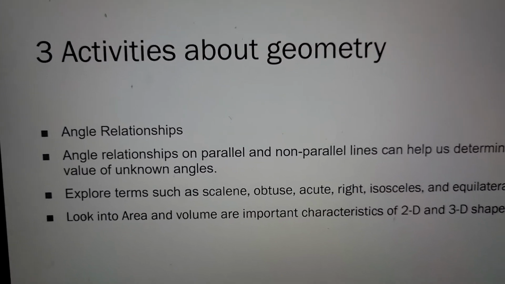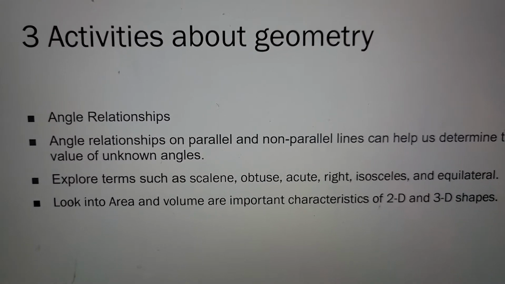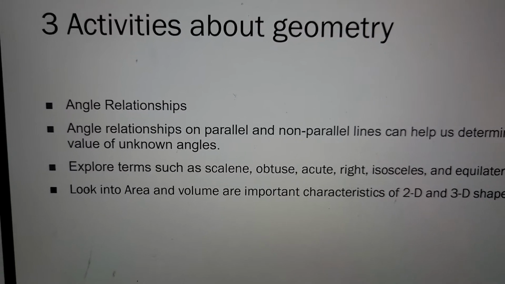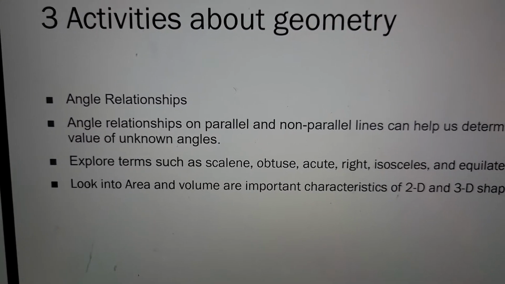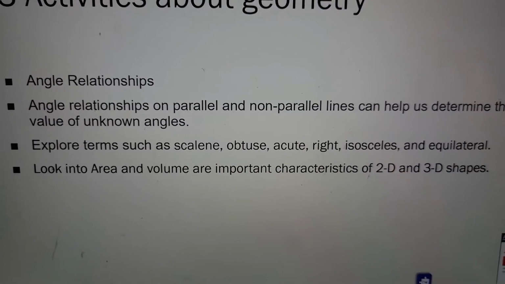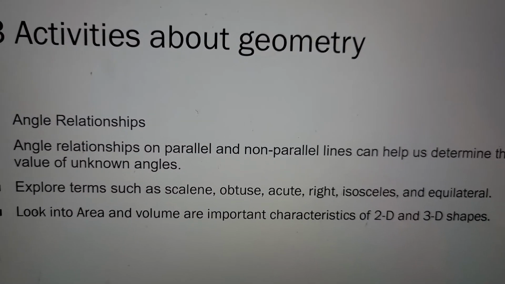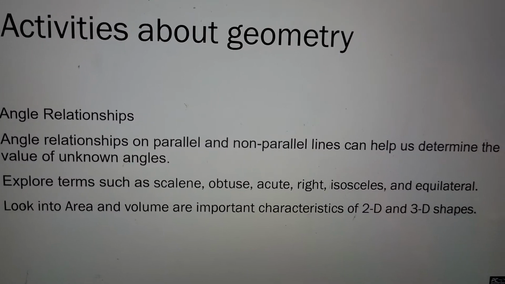So first, I'm going to go into 3 activities that I looked at on the Desmos account and I thought would be helpful for elementary students. These 3 activities would help students with angle relationships. They would explore terms such as scalene, obtuse, right, isosceles, and equilateral, and they will look into area and volume, important characteristics of 2D and 3D shapes.